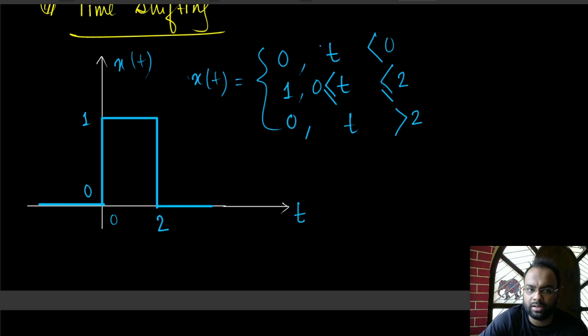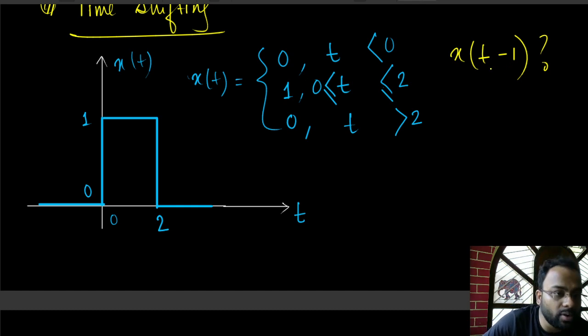Pretty simple, right? Now my goal is to find out what x(t minus 1) will look like. So how do I figure that out? Pretty simply, try to understand that we have the same signal. So we have x(t), right? So now we are trying to figure out what happens to x(t minus 1).